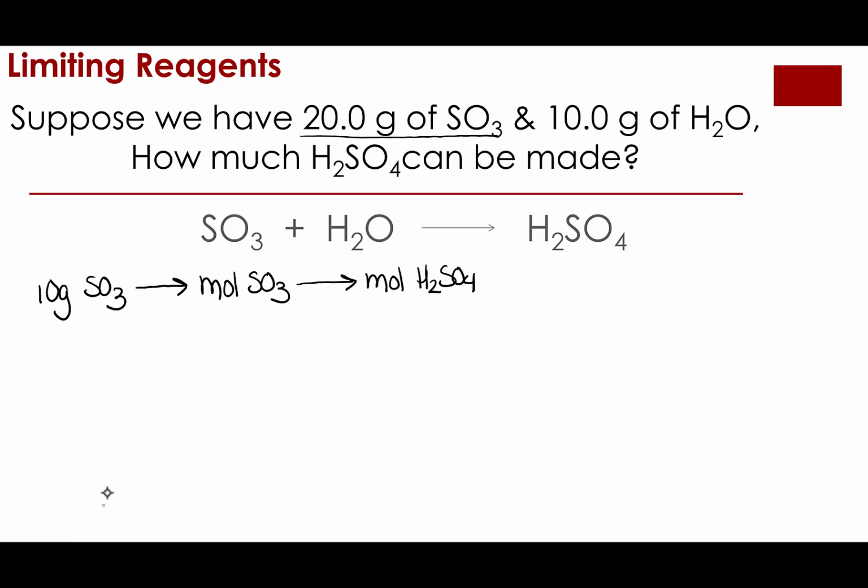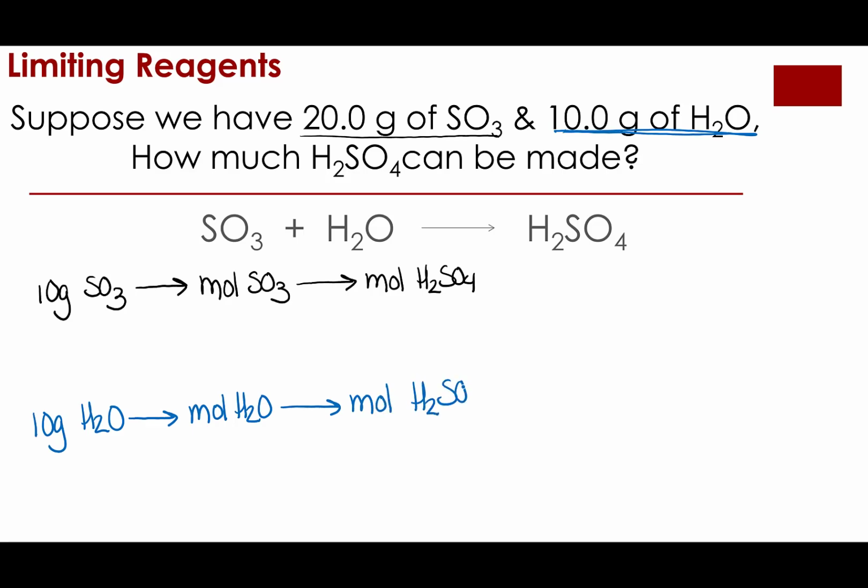Next, we're going to do the same thing, but we're going to start with water, our other reactant. So we're going to take 10 grams of water, we're going to go to moles of water. Then we're going to go to moles of our same product, H2SO4. From here, we're going to pause. We are going to look at the answer at this step. So we'll have a number of moles of sulfuric acid, number of moles of sulfuric acid. We are going to pick the smaller one.